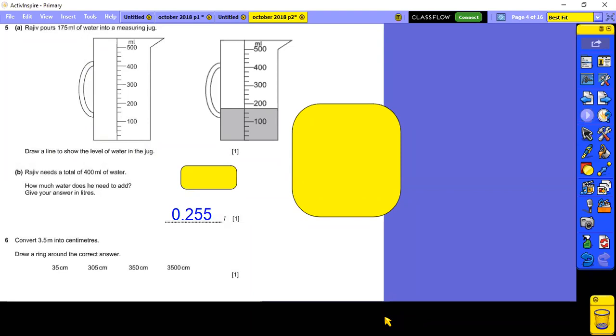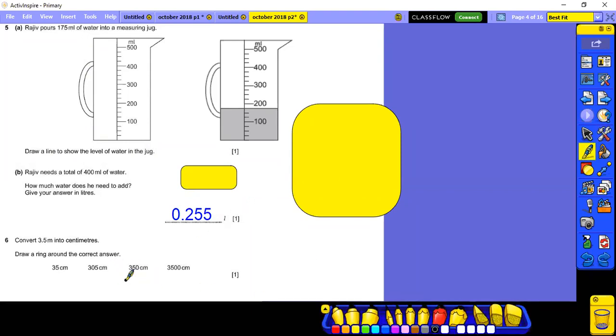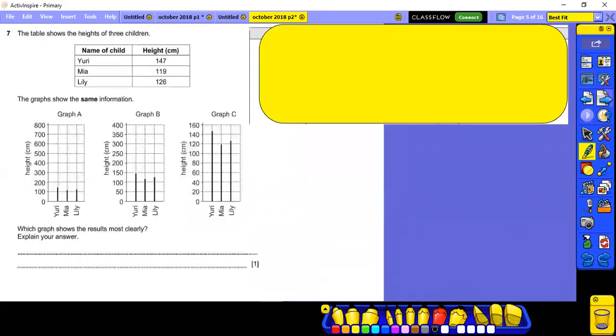Perfect. Most of you are right. So 350 centimeters is the right answer. Yes, I multiply by 100. Good job, guys. Now, let's go to this question.